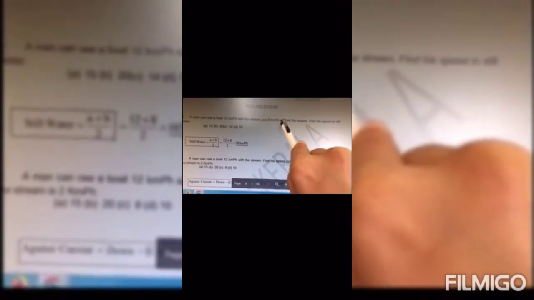Okay. Now, another way of saying 12 kilometers per hour with the stream is 12 kilometers per hour downstream, that is with the stream. And 8 kilometers per hour against the stream, another way of saying that is 8 kilometers per hour upstream. That means you're going against the stream, right? So if we assume that the stream is flowing downwards, when you're going with the stream, we will say 12 kilometers per hour downstream and 8 kilometers per hour upstream, that is against the stream. Just keep these terminologies in mind because they have different ways of asking the same question.